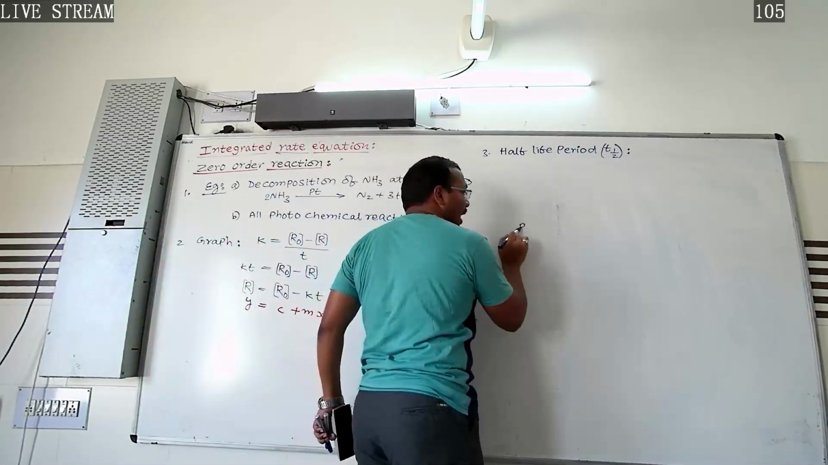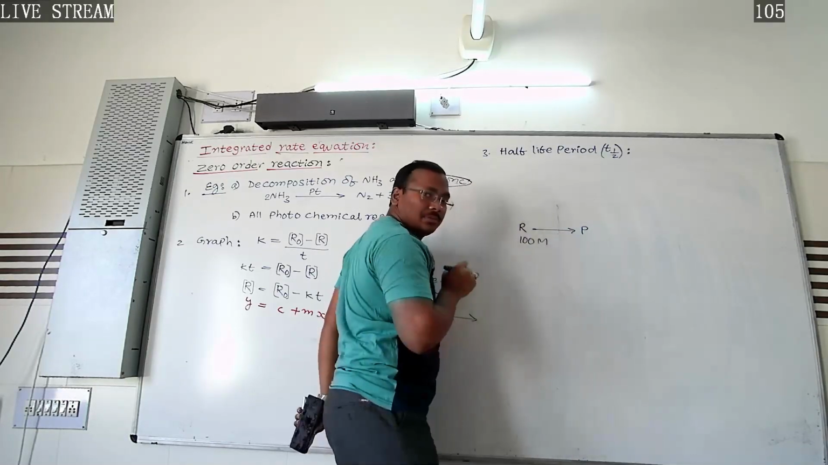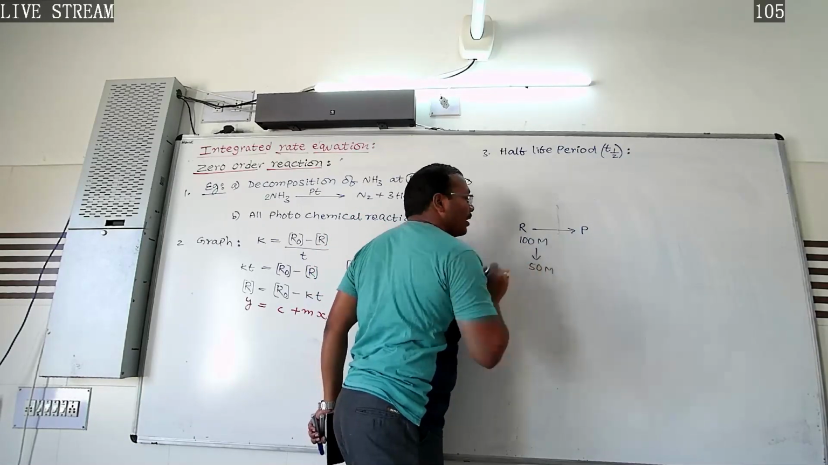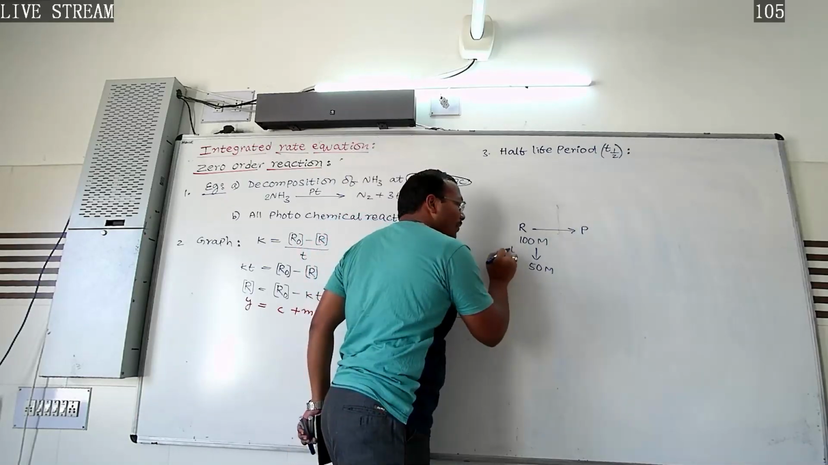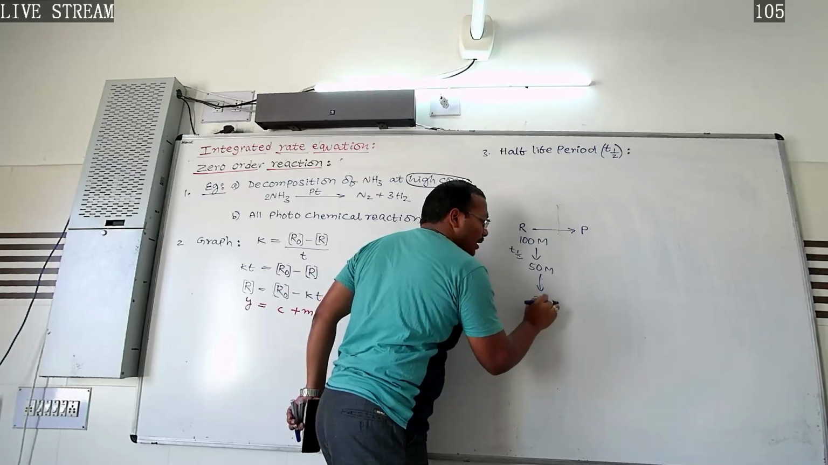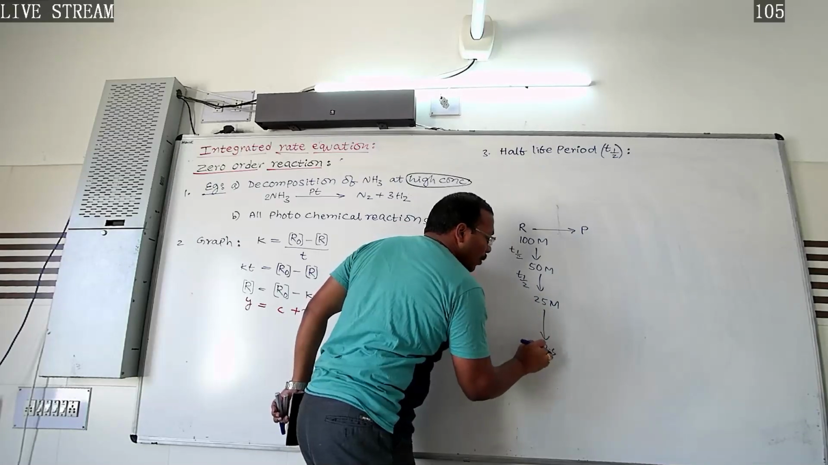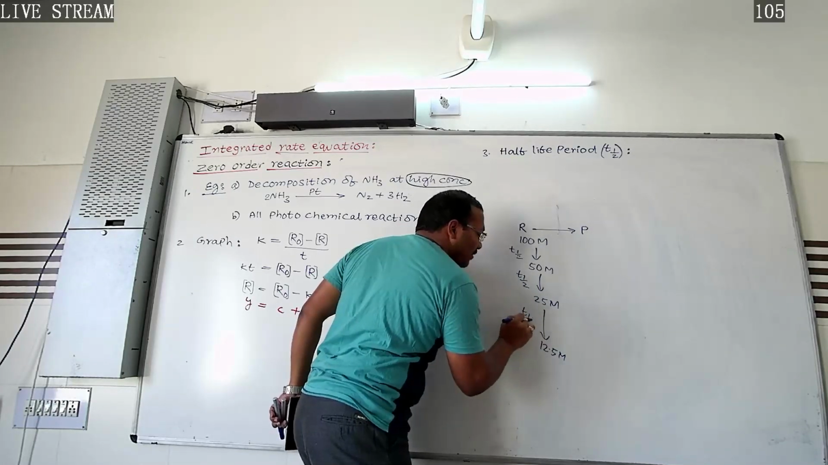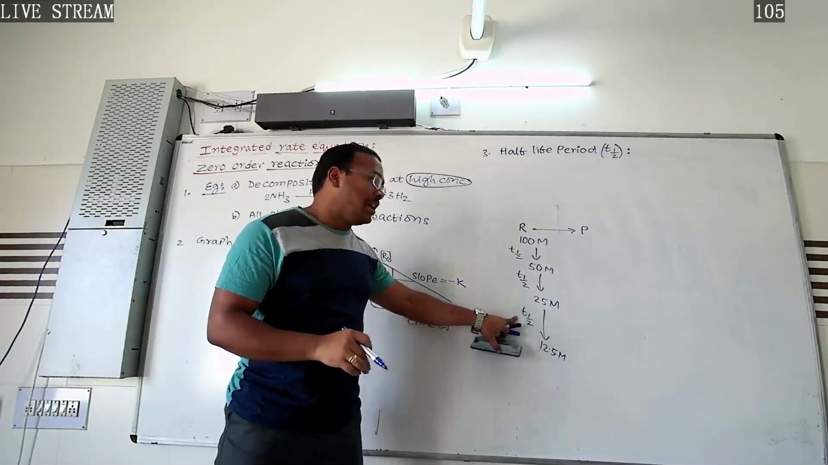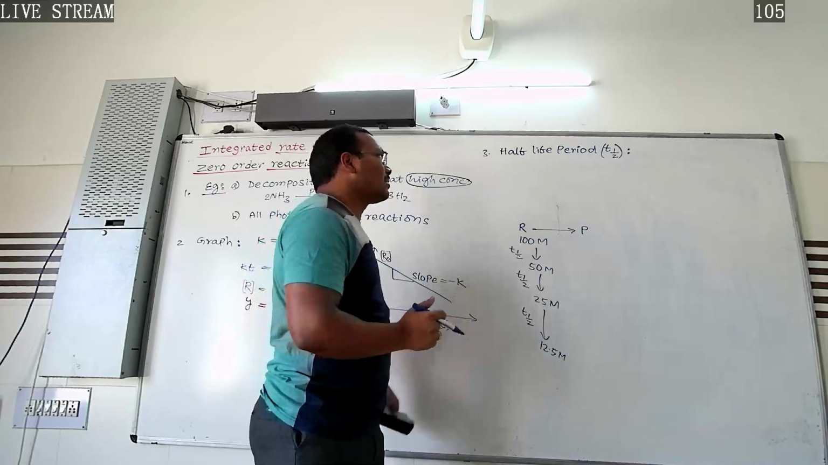Suppose here is a reaction, R gives P. Here the initial concentration you have taken is 100 molar. Now what time will it take to convert the 100 molar into 50 molar? That is called the half-life period. Or 50 molar into 25 molar, that is called the half-life period. 25 molar into 12.5 molar, that is again called the half-life period. Half-life period means the time taken to reduce the initial concentration into half.